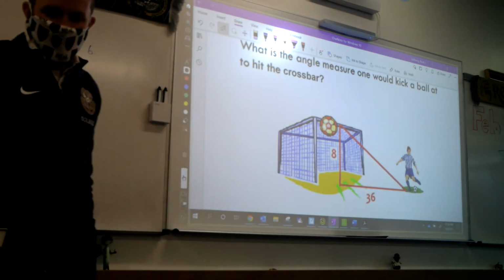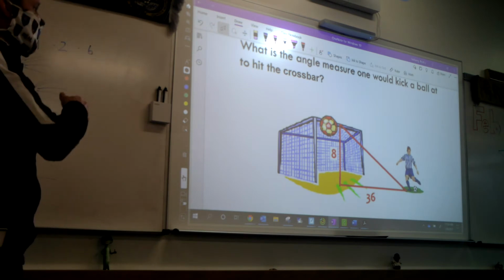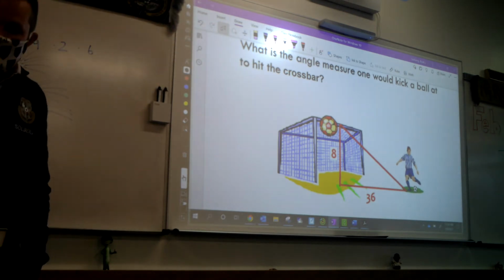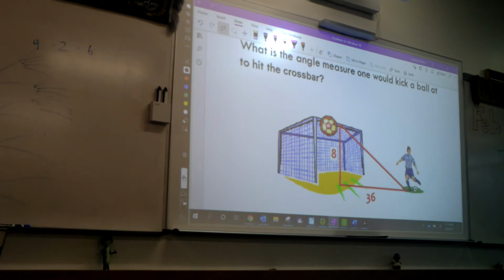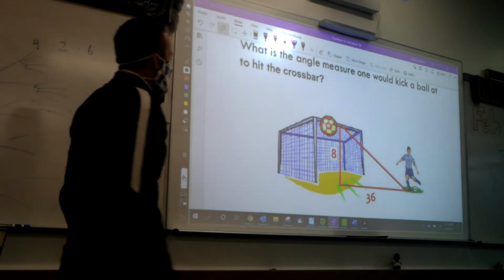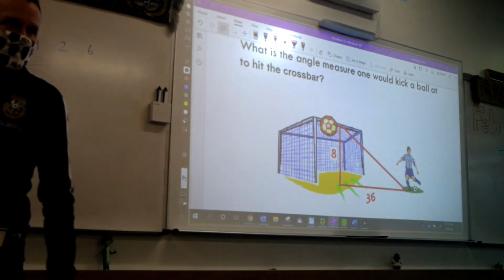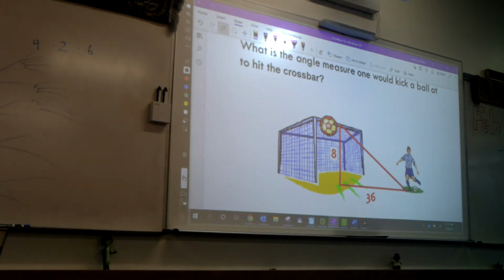Now, a soccer goal is 8 feet high, and then you're 12 yards away. A yard is 3 feet, so it's 36 feet away. What we want to do is use what we've learned about SOHCAHTOA to try to figure out what this angle is right there. Does that make sense? Since it's a right triangle, we have 90 degrees, and we're trying to find theta.